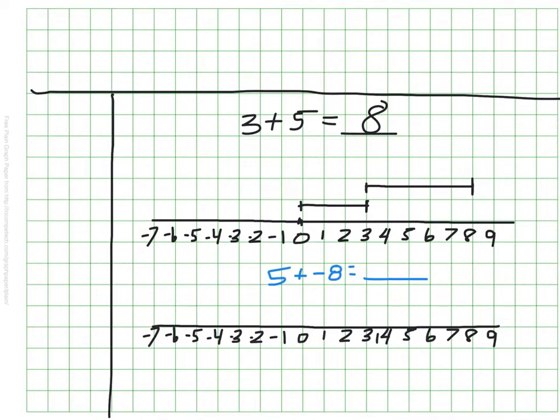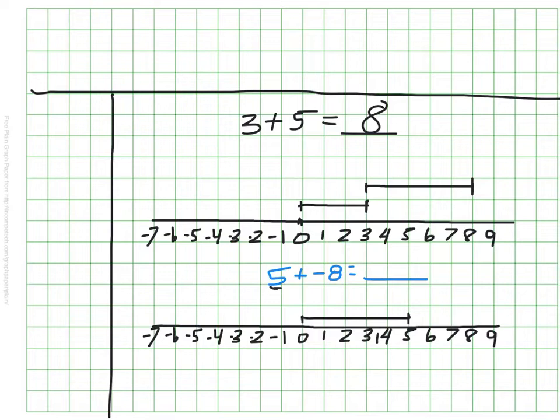So here we have 5 plus negative 8, and again, we'll always start at 0, but I'm going to look and see what I need to do first. My first number is a positive 5, which means I'm going to start at 0 and go to the right 5 spaces. 1, 2, 3, 4, 5, which of course gets me to 5.